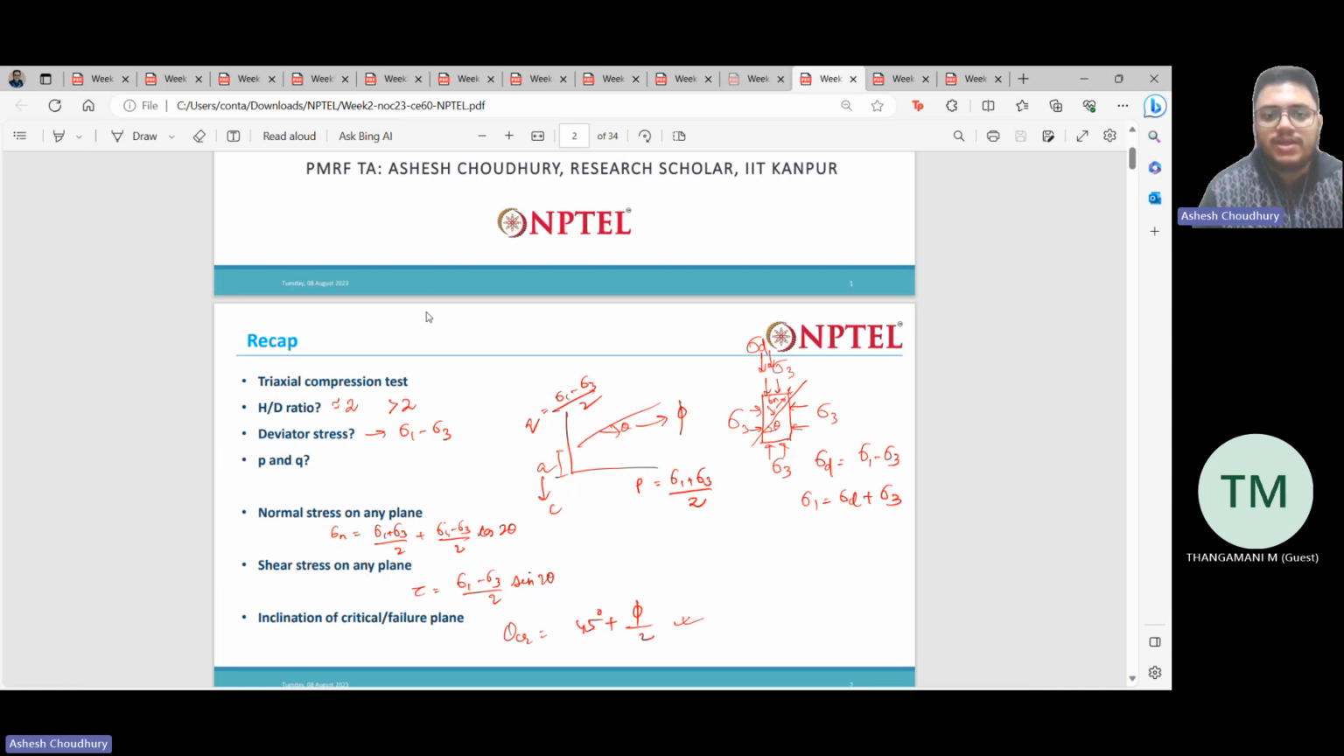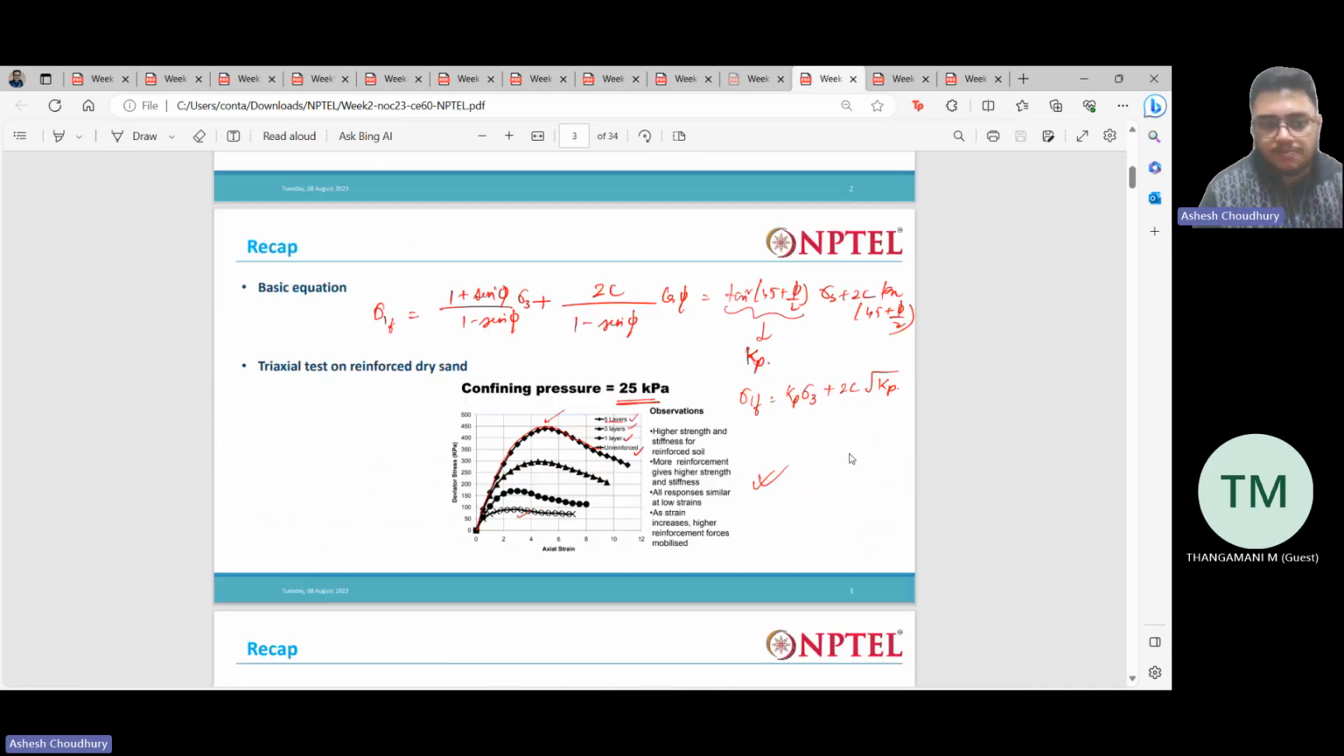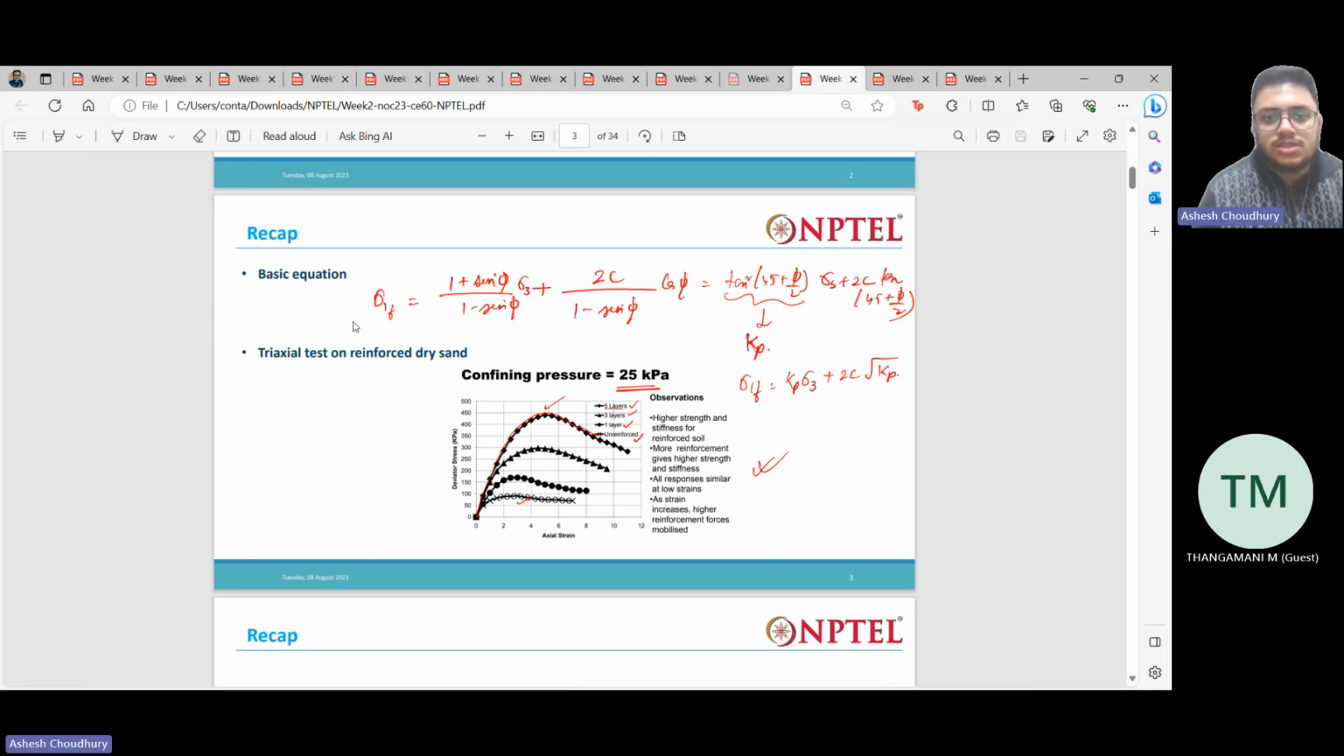From any test, how can we get the failure envelope, and from the failure envelope we can get the cohesion and the friction angle of any soil. So this is the basic equation, as we all know, from the Mohr-Coulomb failure theory.